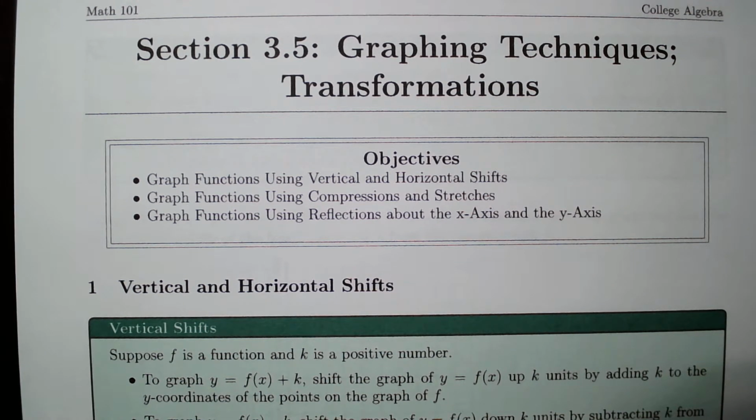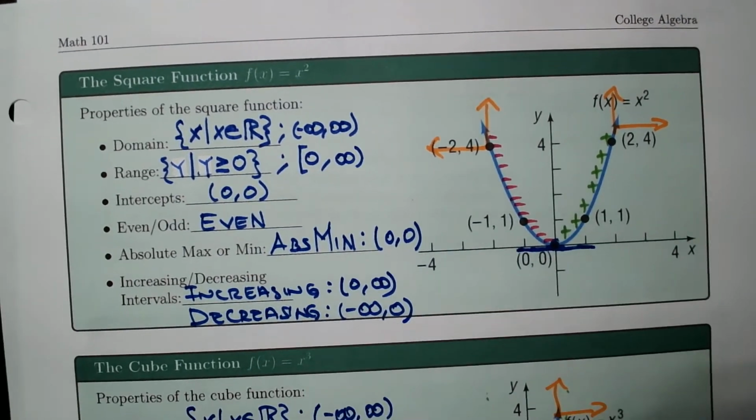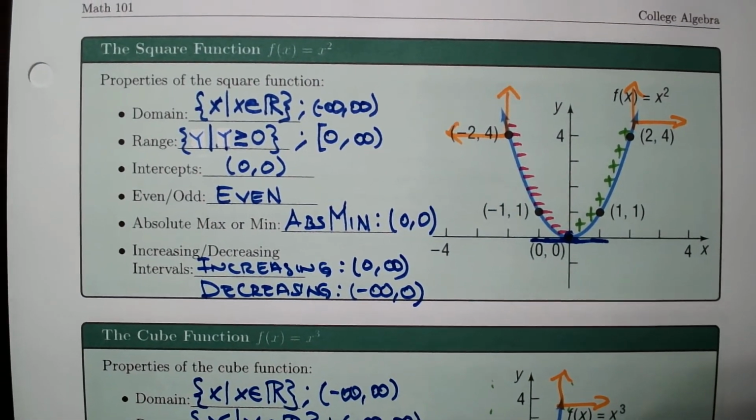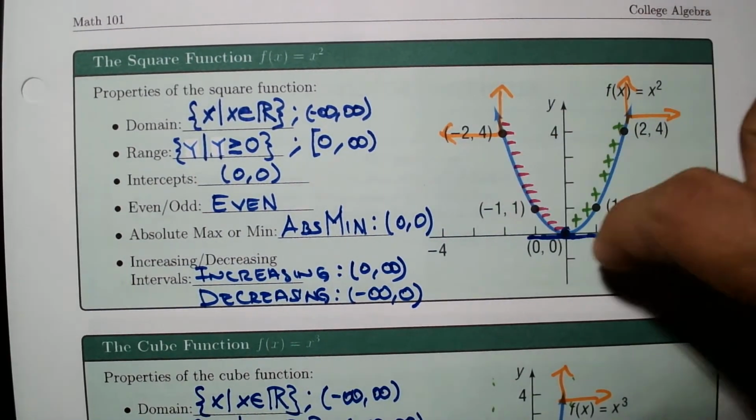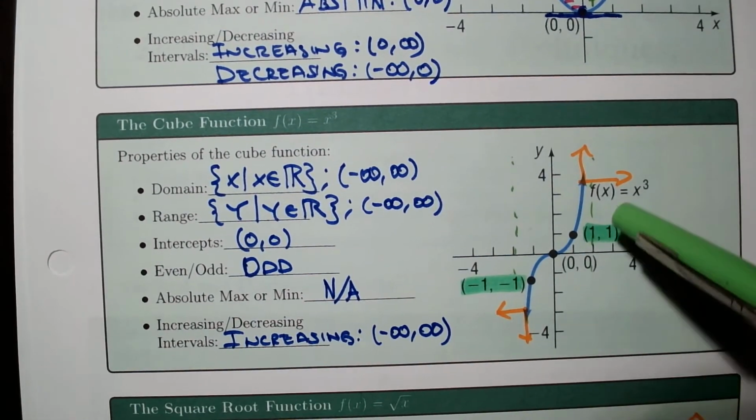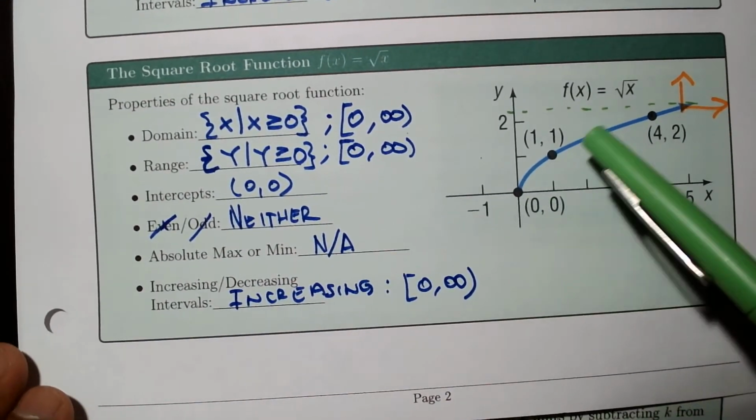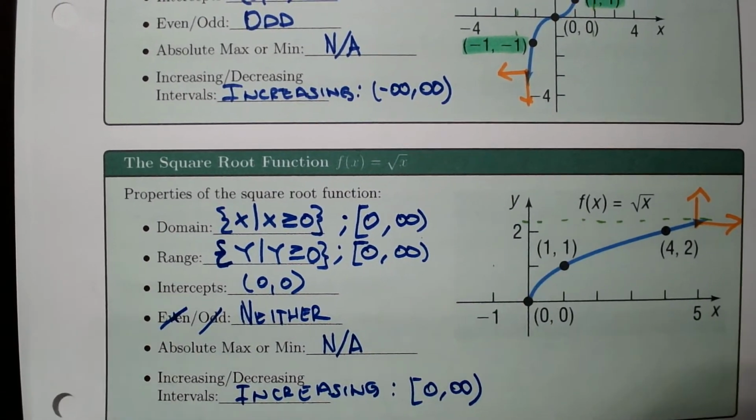Alright, so in this video we go over section 3.5, graphing techniques and using transformations. Before beginning this section, let's recall briefly what we did in the last video. Last week, we covered the different parent functions or parent graphs, like the graph of the parabola y equals x squared, the graph of the cubic function, the graph of the radical function. So in this case, these are the parent graphs.